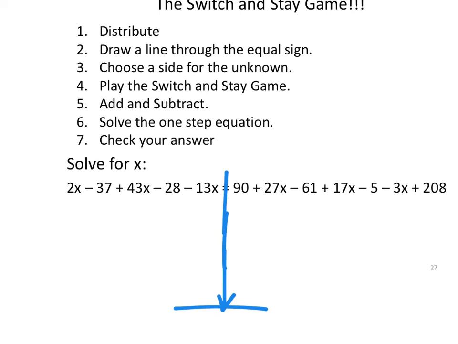So this one has no distribution. Line through the equal sign. Now choose a side for the unknown, which is just the variable. I'll choose it on the left, just because we kind of have a pattern of doing that. It's not required, though. You get to choose which side you want it on.